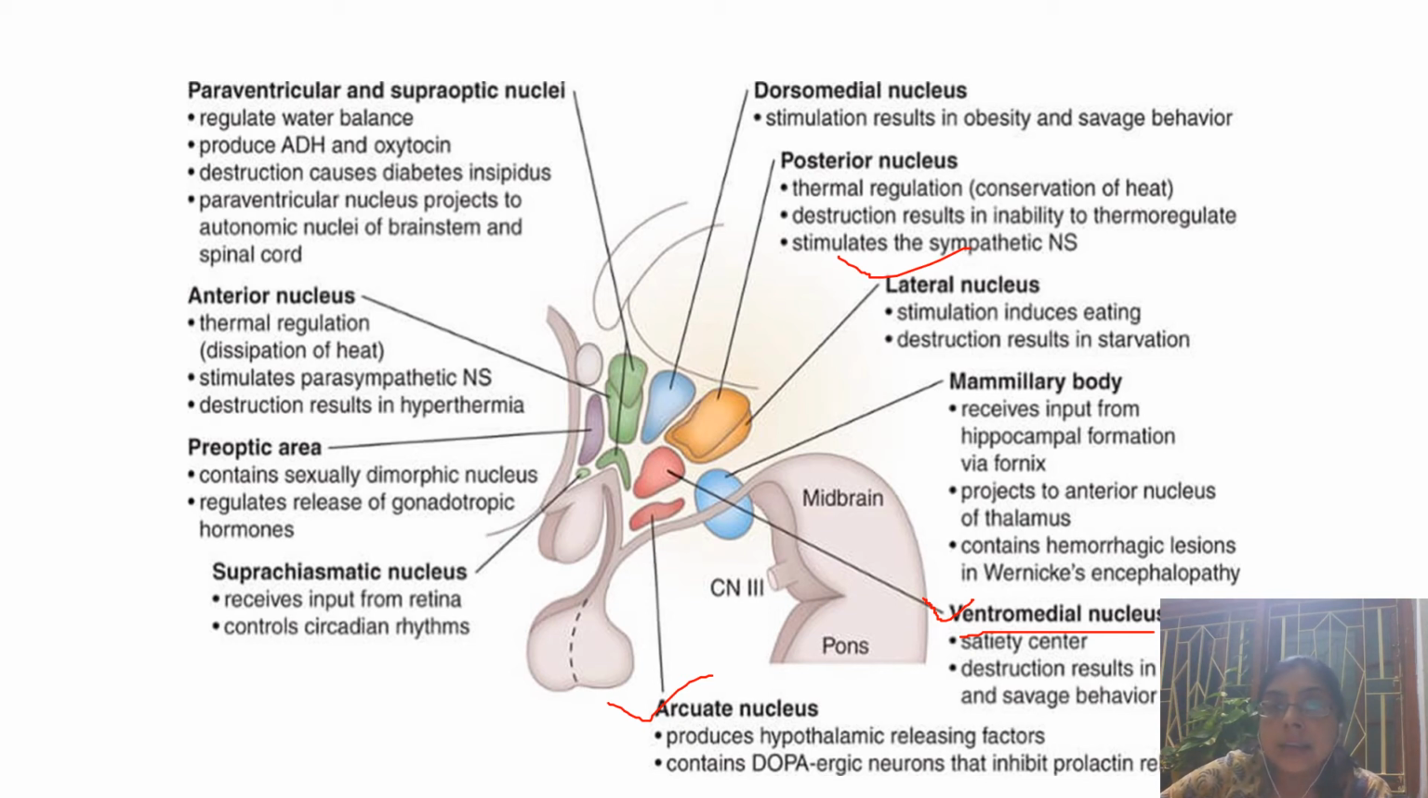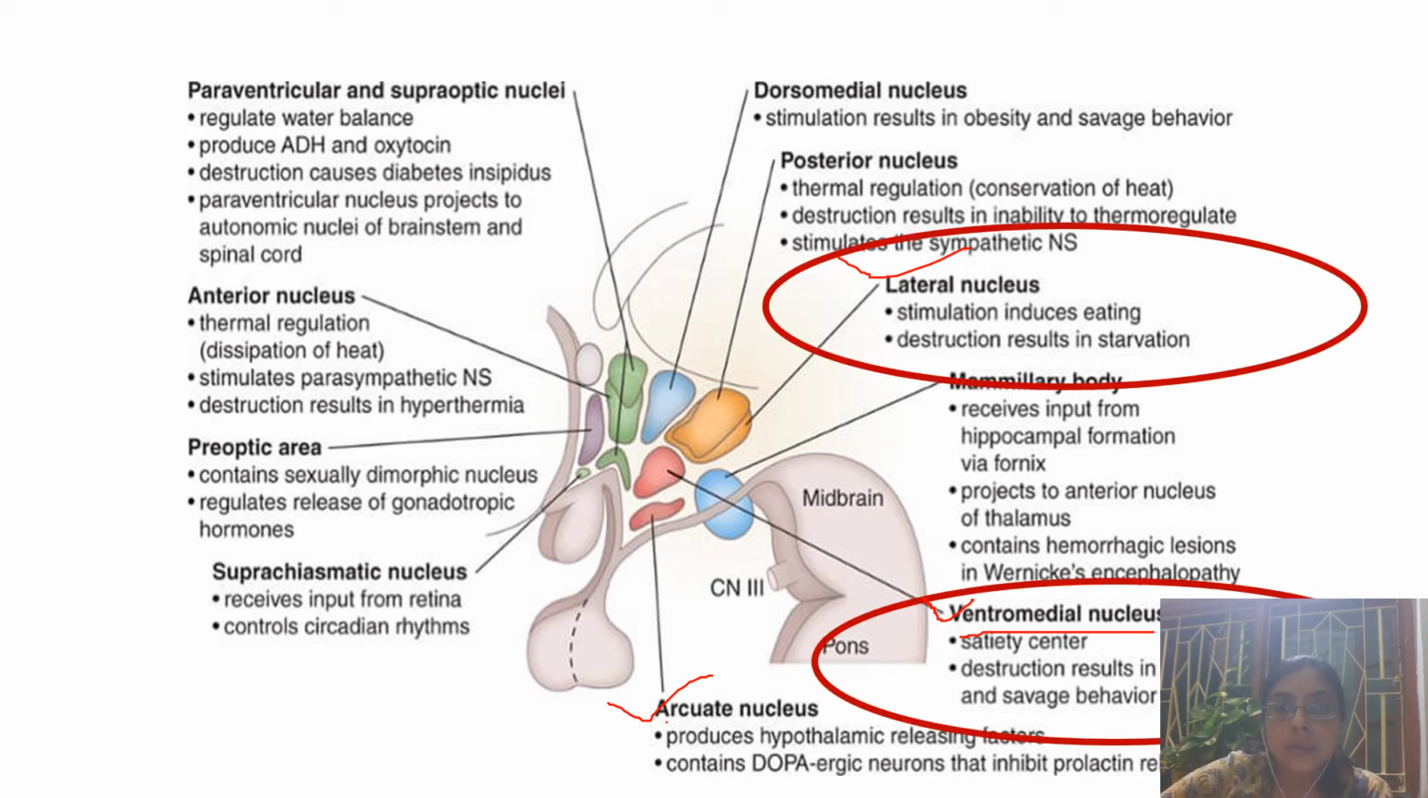Another important nucleus in this feeding behavior is the arcuate nucleus. This arcuate nucleus regulates the feeding center and the satiety center. How? That we will see in the next slide. So these are the three regions of our interest.